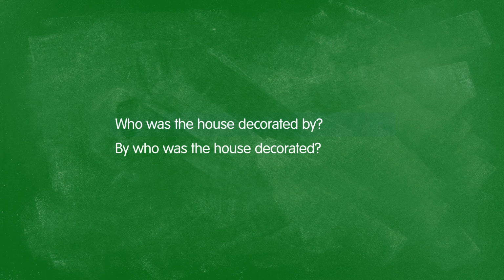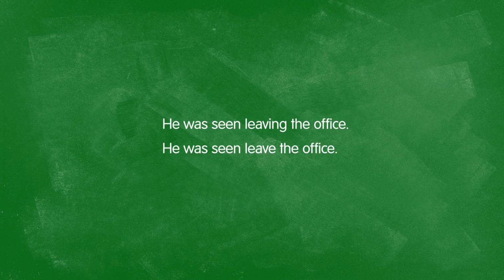Right, in this example, by who was the house decorated is the same as asking who decorated the house. And if we were speaking in active voice, this would be correct. However, because we want passive voice, we should ask, who was the house decorated by? Next, he was seen leaving the office, and he was seen leave the office. Correct. After seen here, you need the ing form of leave. You need the gerund. He was seen leaving the office, not leave.